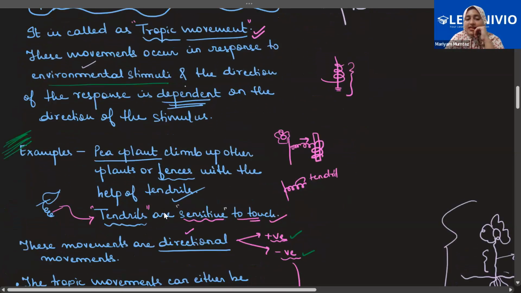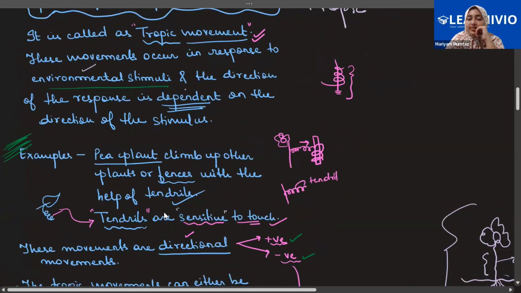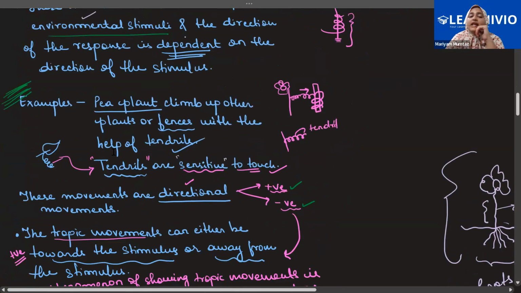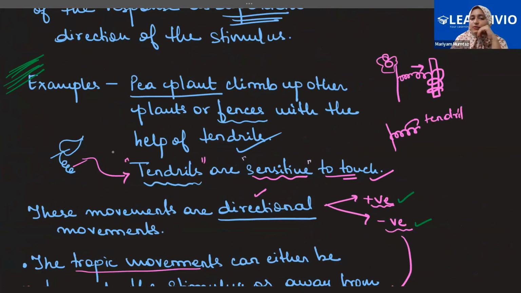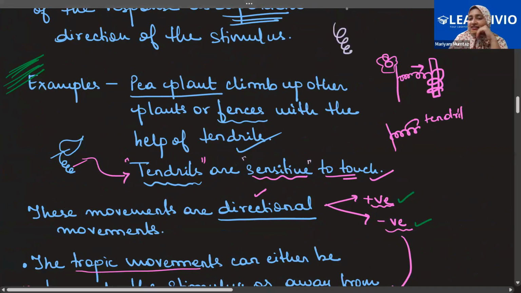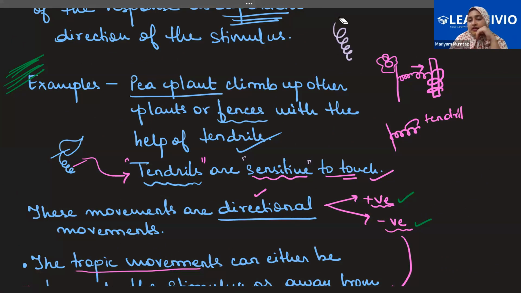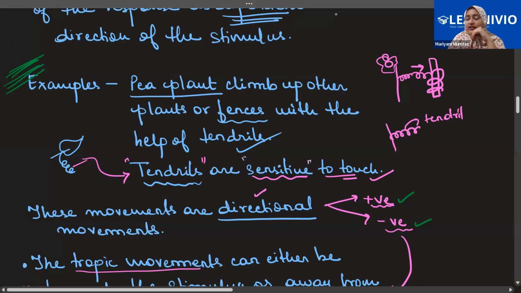Yeah. So one such example of the growth dependent movement is that pea plants climb up other plants or fences with the help of their tendrils. You might have seen these spring-like structures that come out of the plant. Those are the tendrils of the plant. And with the help of tendrils only, they wrap around anything for support.